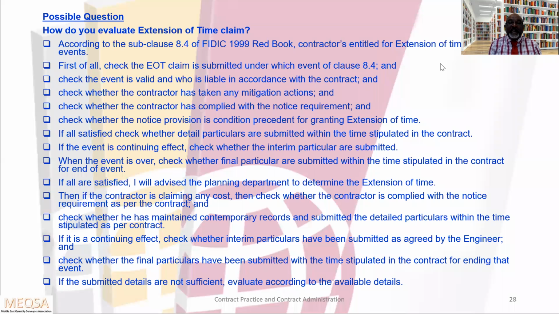If it is of continuing effect, check whether interim particulars have been submitted as agreed by the engineer. Check whether the final particulars have been submitted within the time stipulated in the contract for ending that event. If the submitted details are not sufficient, evaluate according to the available details. Whatever you received from the contractor, based on that you have to evaluate.